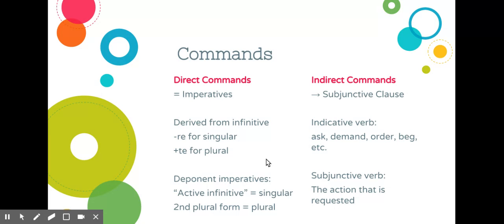An indirect command, however, has something entirely different. It features the subjunctive mood, so it's a subjunctive clause. In an indirect command, you have two different verbs. You have an indicative verb that has something to do with asking or demanding, begging, something like that. And then you have a subjunctive verb, and the subjunctive verb is the action that you're commanding somebody else to do.